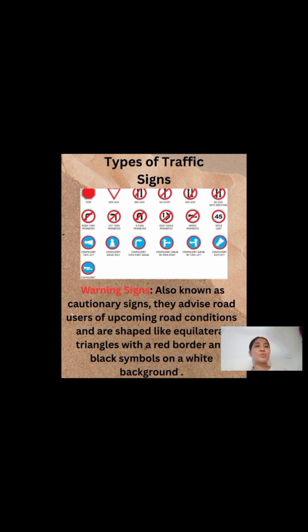The second one is warning signs, also known as cautionary signs. They advise road users of upcoming road conditions and are shaped like equilateral triangles with a red border and black symbols on a white background.